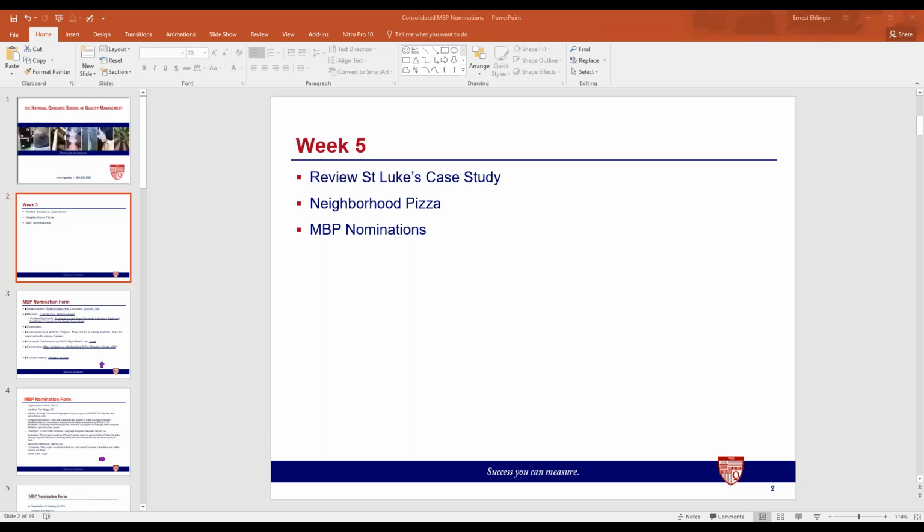What's their background? And then when you start to look at whatever organization it is, whether it's St. Luke's hospital or a small mom and pop business like a neighborhood pizza place, or it's going to be the MVP, it would be the same type of approach you should use on these case studies and the same type of approach you should use in the real world.